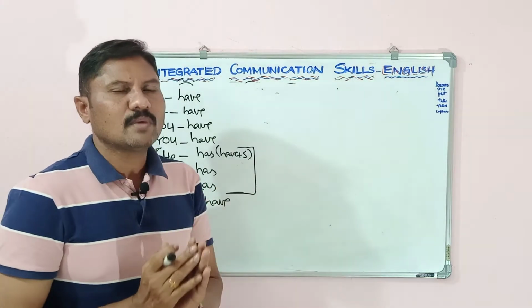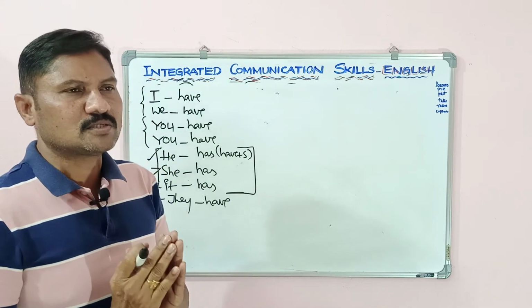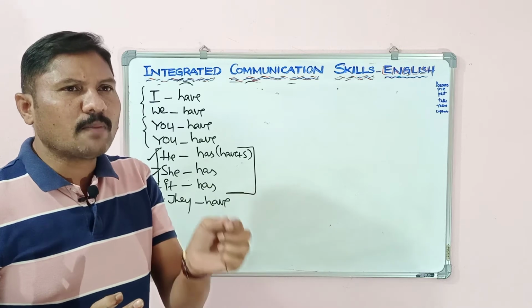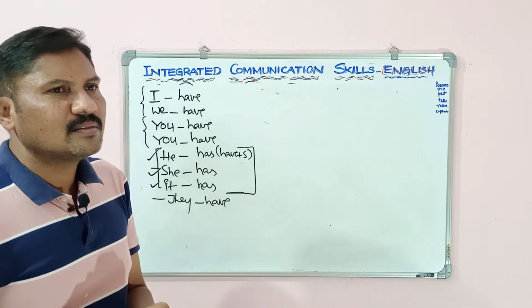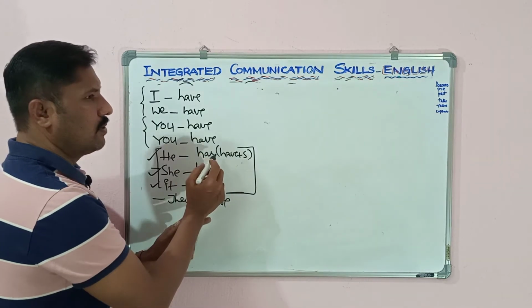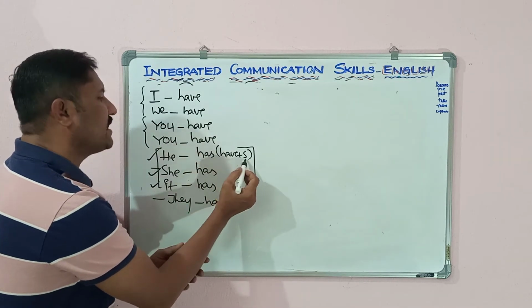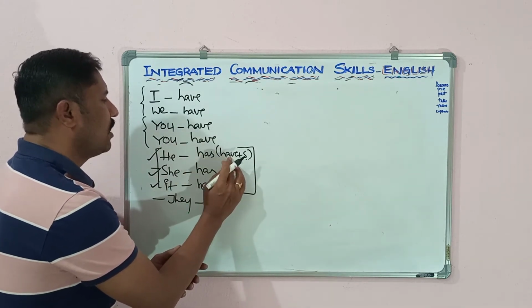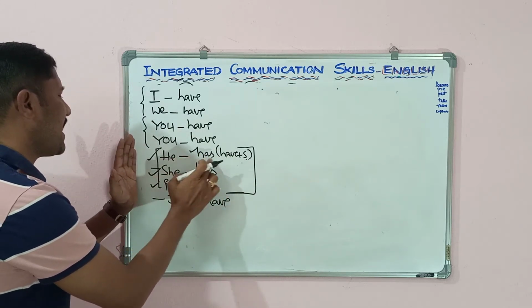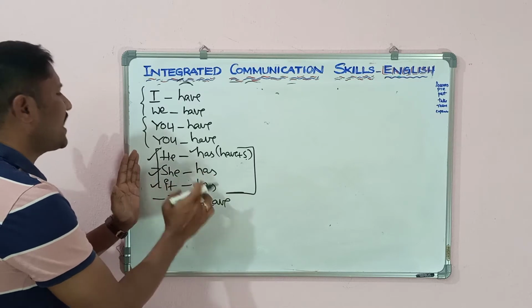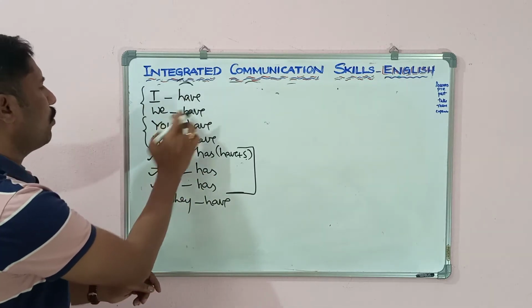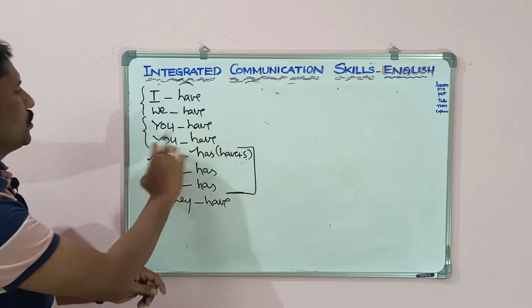If you observe, he, she and it are third person singular pronouns. There is a rule in simple present tense: if the subject belongs to third person singular number, then s or es is added to the verb. That's why here we add s to have, and it becomes has. That's why we should always say he has, she has, it has. But they have, they is plural. I have, we have, you have.